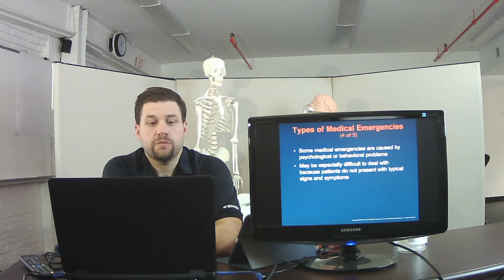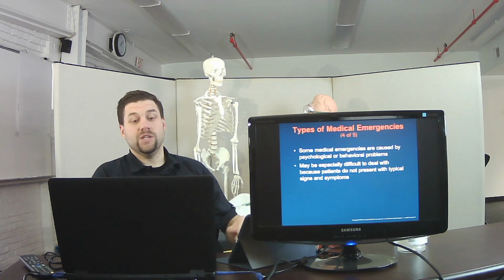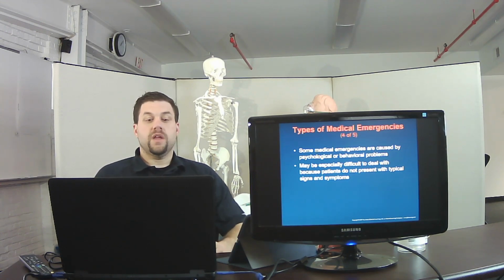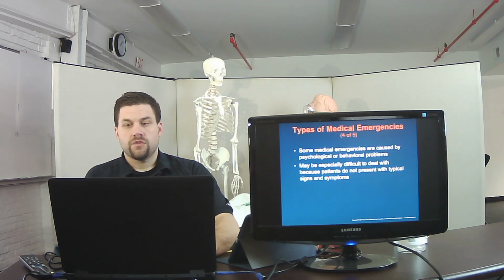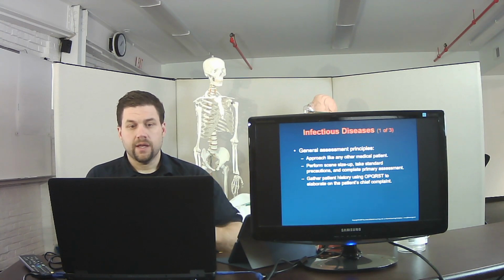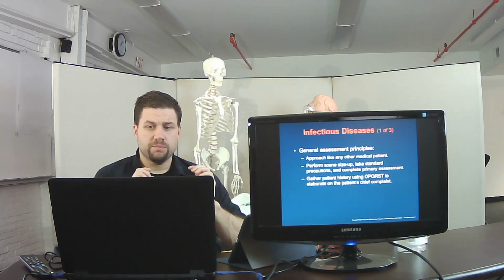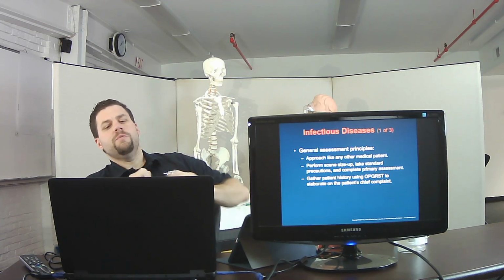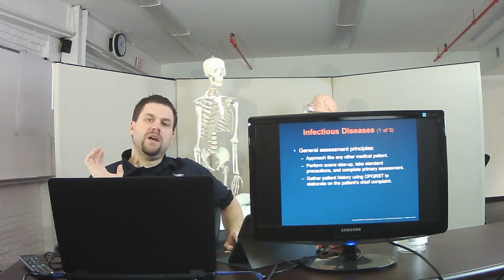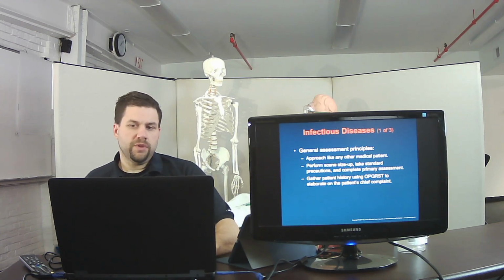Some of these emergencies are caused by physiological or behavior problems. They may be especially difficult to deal with because the patient does not present with typical signs and symptoms. So in our general assessment principles, we're going to approach these patients like any other medical patient. We're going to perform our scene size up. We're going to take our standard precautions to complete primary assessment. We're going to gather the patient history using our OPQRST mnemonic. Remember, onset, provocation, quality, radiation, severity or strength, and time. And we're going to use that to determine the patient's chief complaint.